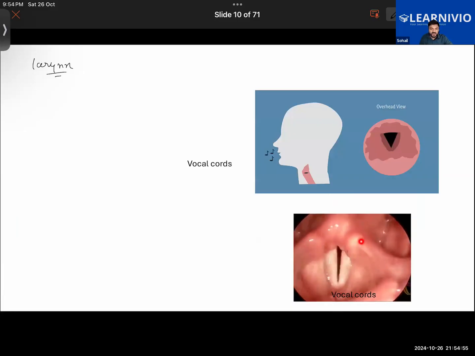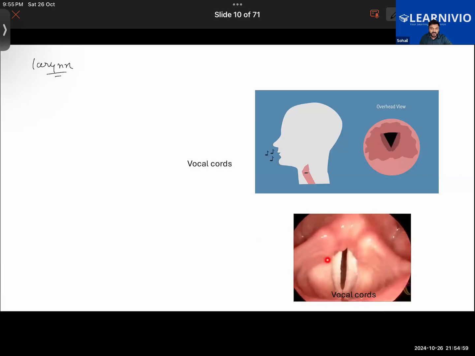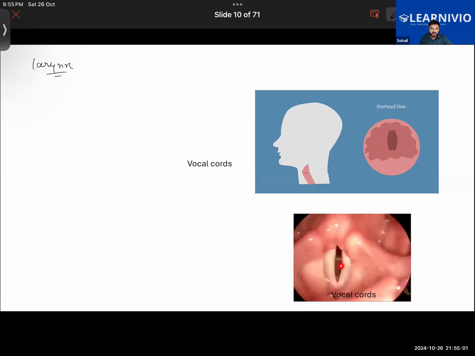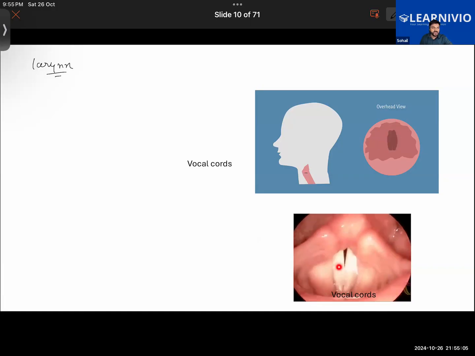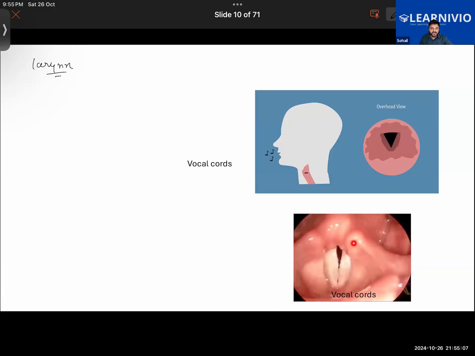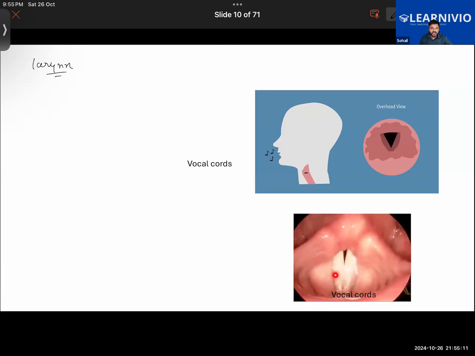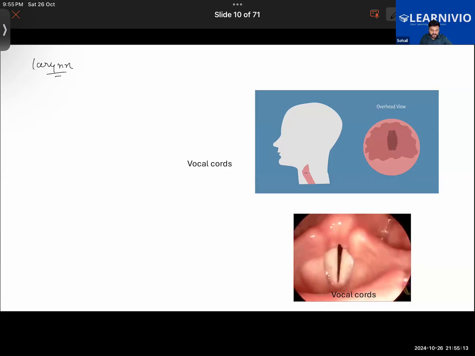Also, take a look at this larynx. Inside the larynx, you have two muscular structures called vocal cords. So this will be producing sound as we are breathing in and breathing out. Air will be passing by the vocal cords. As the air passes, they will vibrate and hence sound will be produced. So that is another thing.